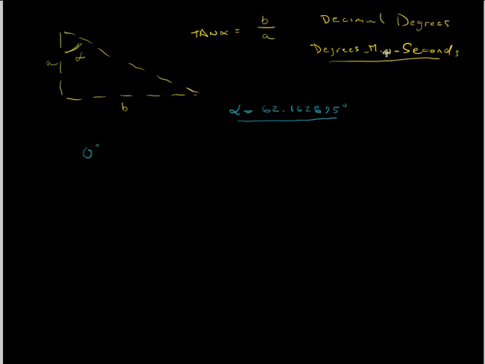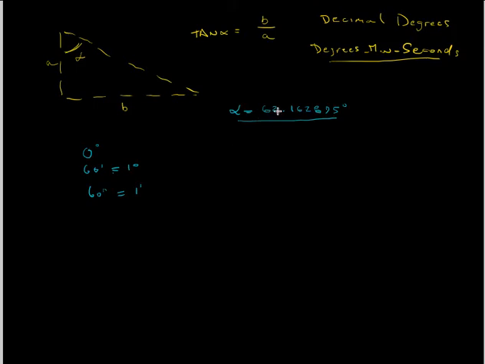And then in the minutes, there's 60 minutes in 1 degree, right? 60 minutes is equal to 1 degree. And then 60 seconds is equal to 1 minute. So we have our degree, whatever this is, then 60 minutes is equal to 1 degree, and then 60 seconds is equal to 1 minute.